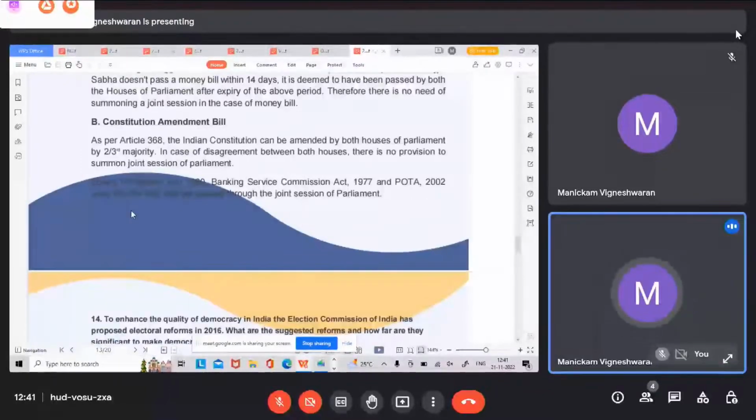Constitution Amendment Bill: as per Article 368, the Indian Constitution can be amended by both houses of the Parliament by a 2/3 majority. In cases of disagreement between the two houses, there is no provision to summon a joint session of the Parliament.